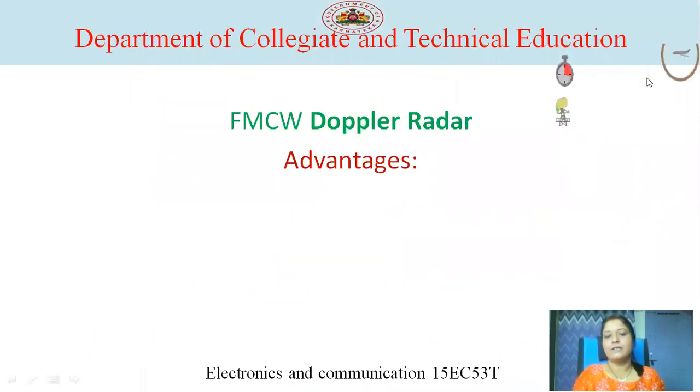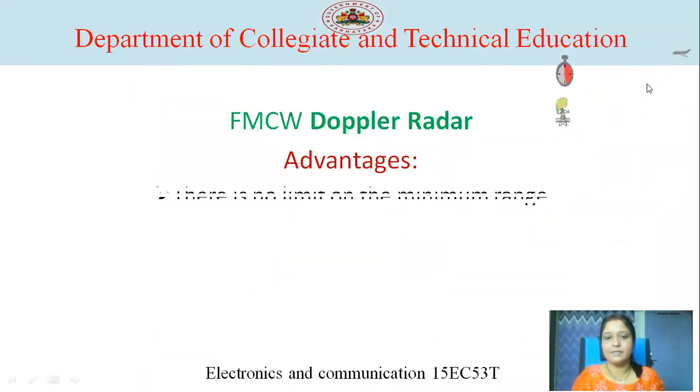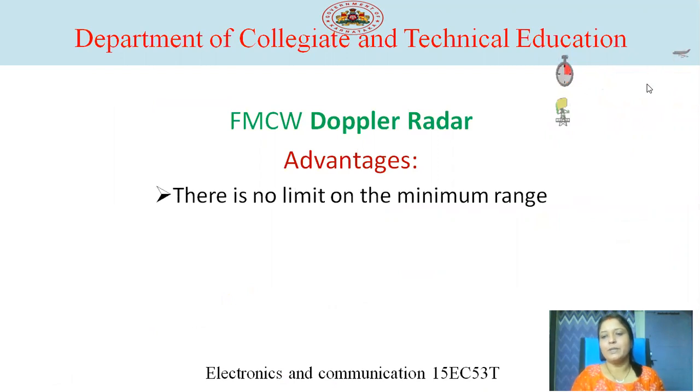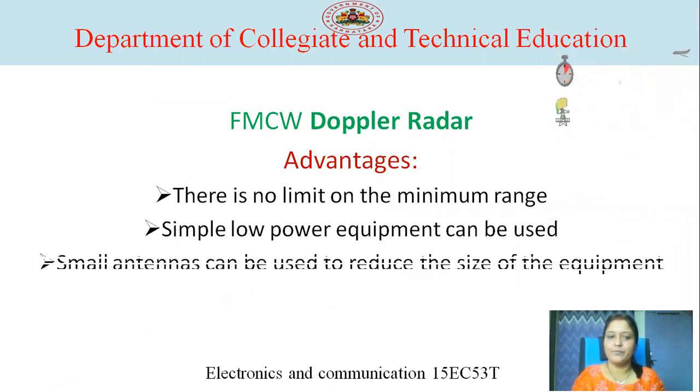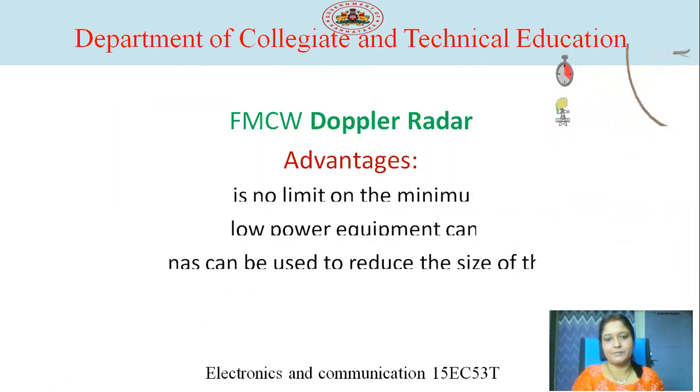Now the advantages here. If you go for the advantages, there is no limit on the minimum range. Simple low power equipment can be used in the case of FMCW, and also small antennas can be used to reduce the size of the equipment here.